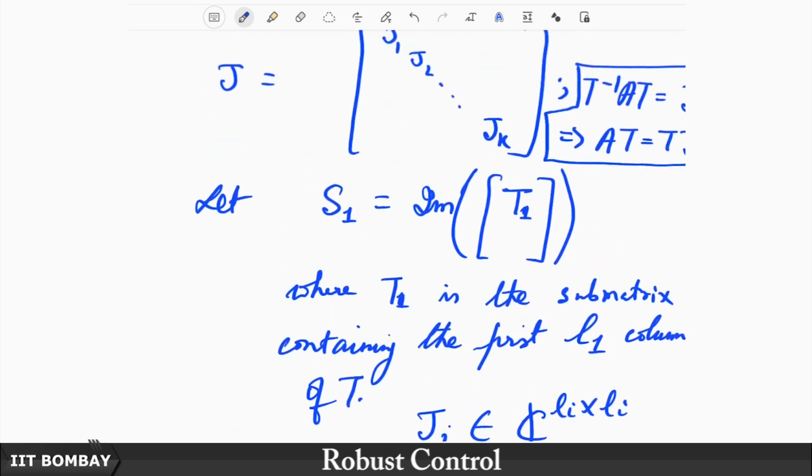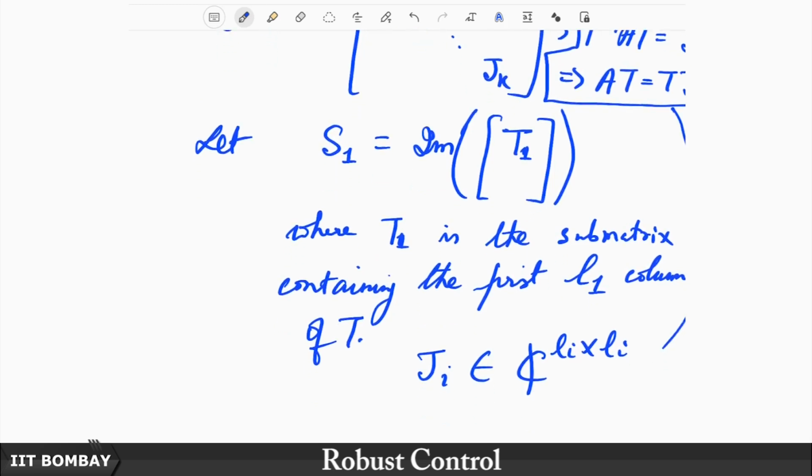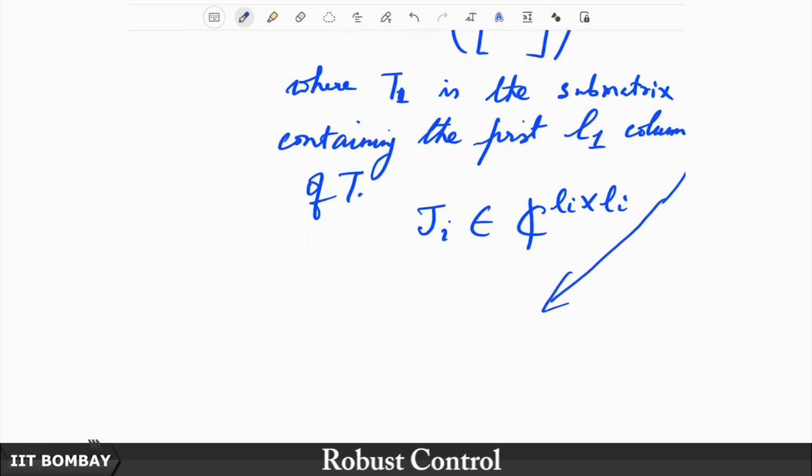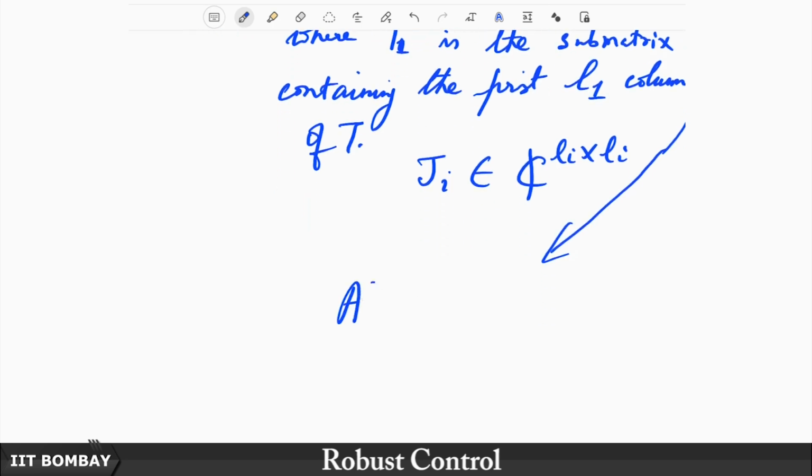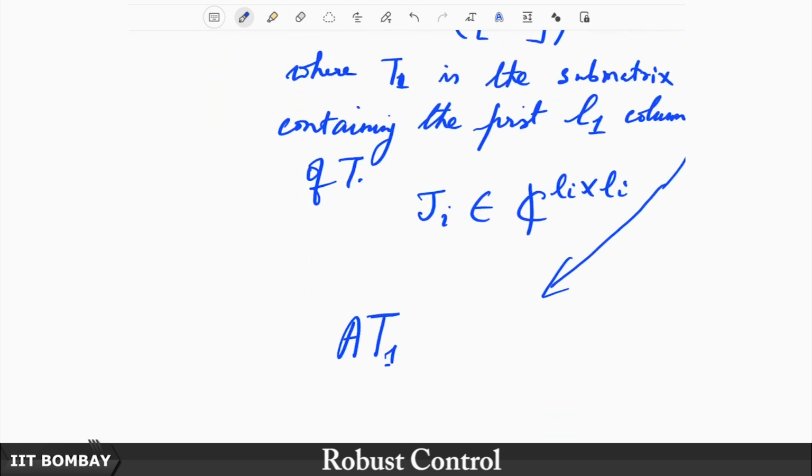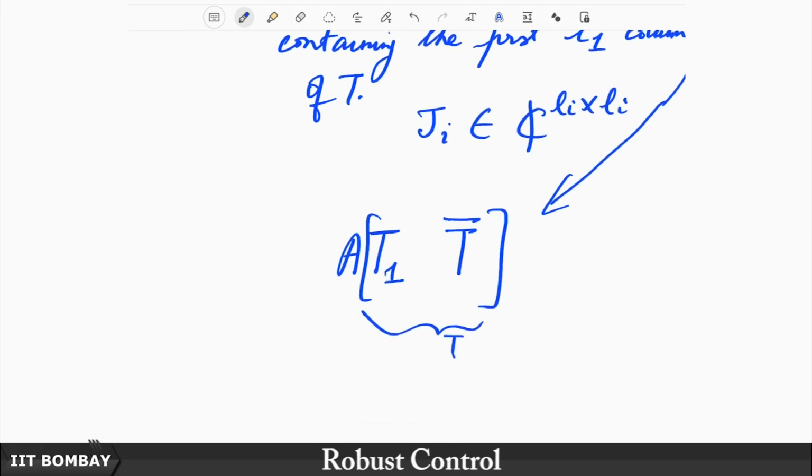Then from this relation that we have here, if instead of considering this entire T matrix, we just consider the first L1 columns of T, right. So this is basically like I am saying I am partitioning this into T1 and T bar, and this overall whole thing is T. Of course this is of size L1 and this is of size n minus L1, that many columns are remaining, right, times J.